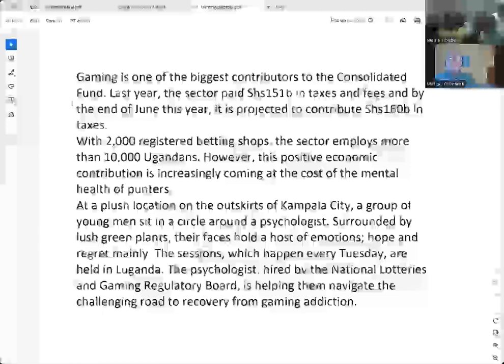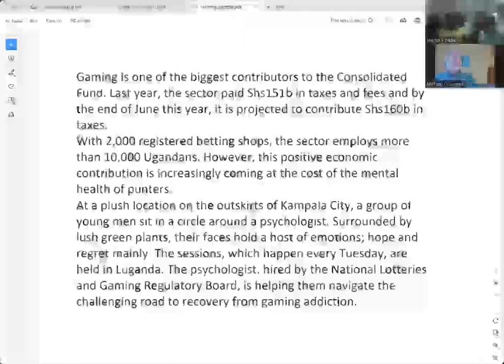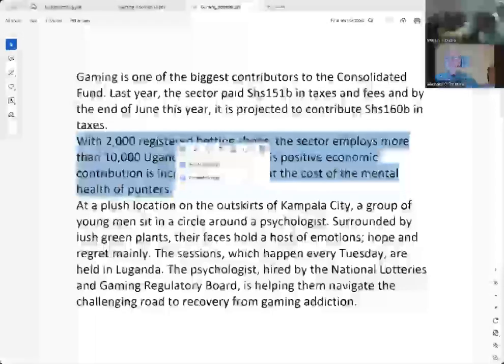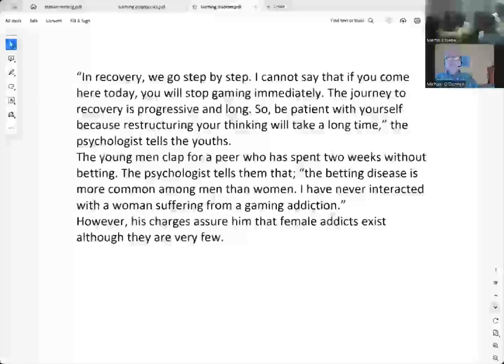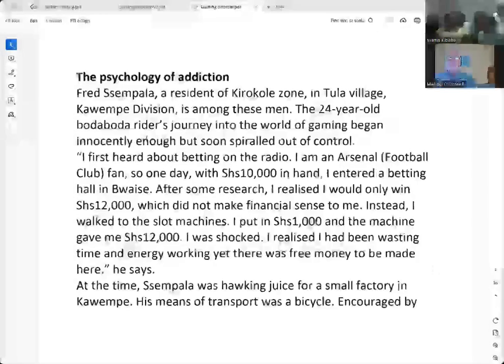Okay, so here's the top, and then in the second paragraph it gets into the idea of mental health of punters, which I think is a British term for gamblers. And then he gets into a plush location in the outskirts of Kampala. A group of young men sit in a circle.